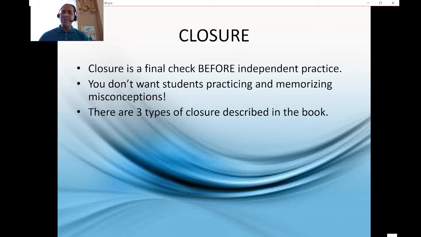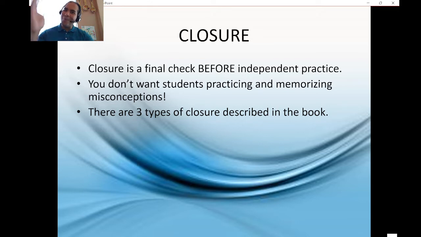We don't want students to practice misconceptions or incorrectly memorize things while they're doing independent practice because you did not make sure that they understood the lesson leading into the independent practice. So closure is our chance to get a last check to see that students are ready to go on their own.